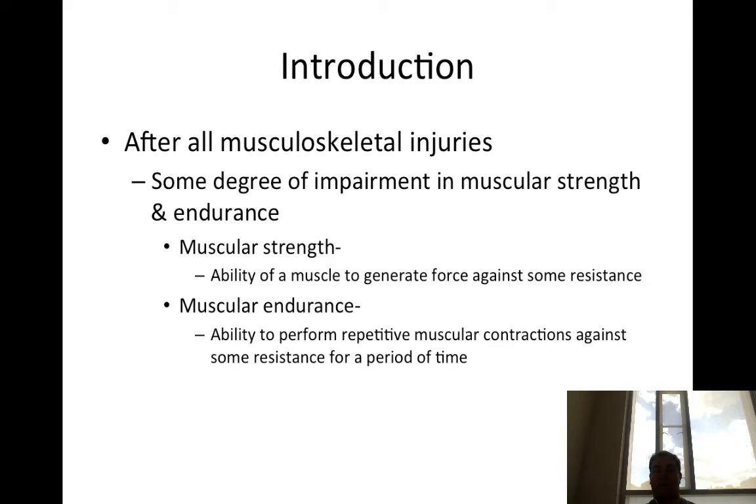So, introduction. After all musculoskeletal injuries, some degree of impairment of muscular strength and endurance occurs. Muscular strength is the ability of a muscle to generate force against some kind of resistance. That could be a dumbbell, a free weight, TheraBand, a pulley of some kind. And muscular endurance is the ability to perform repetitive muscular contraction against some resistance for a period of time. So now we're adding that time element in with endurance.